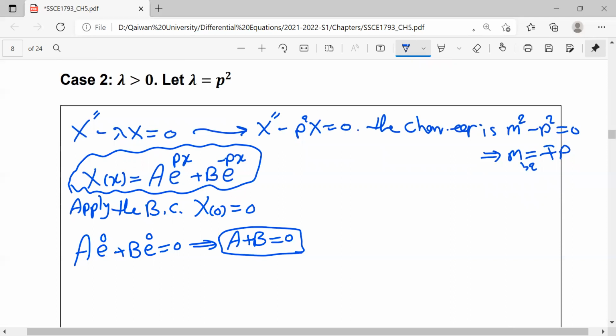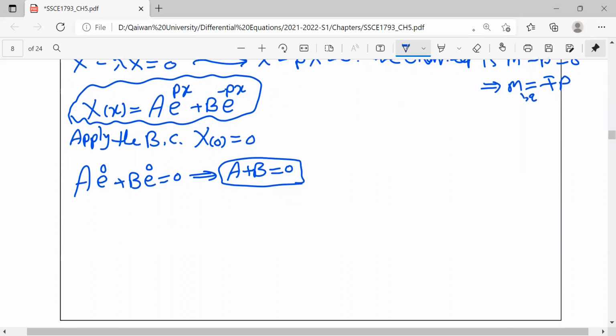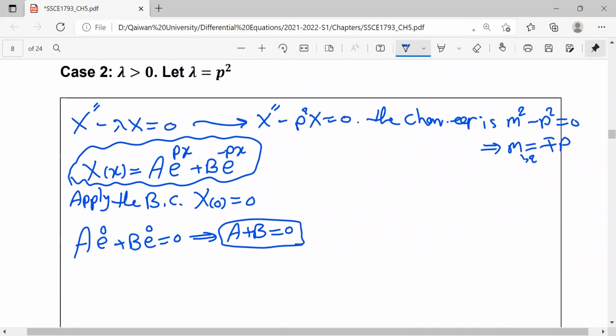And for the second boundary condition, apply the second boundary condition. Let me do it here.